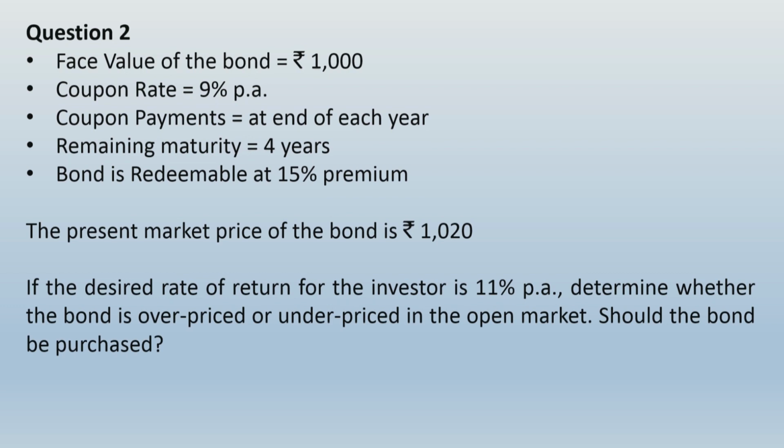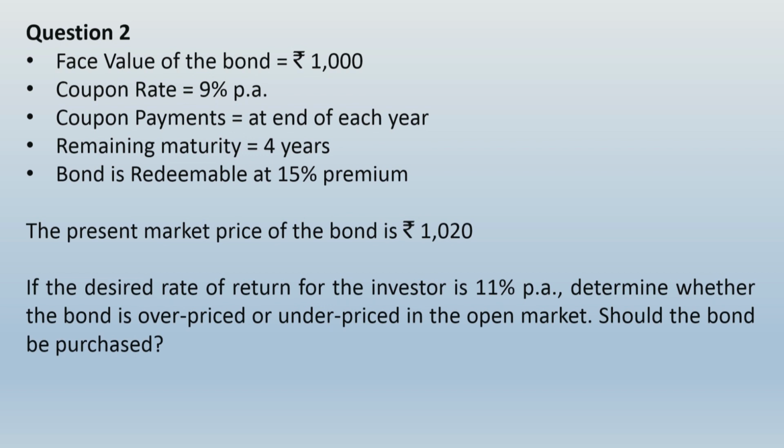Bond is redeemable at 15% premium. The present market price of the bond is rupees 1020. The desired rate of return for the investor is 11% per annum. Determine whether the bond is overpriced or underpriced in the open market. Should the bond be purchased?